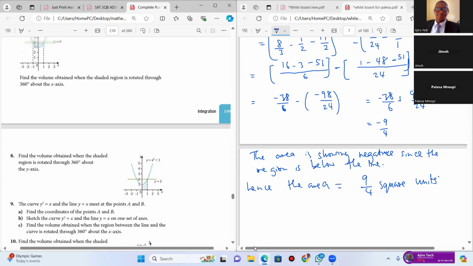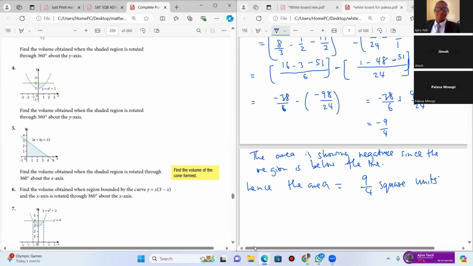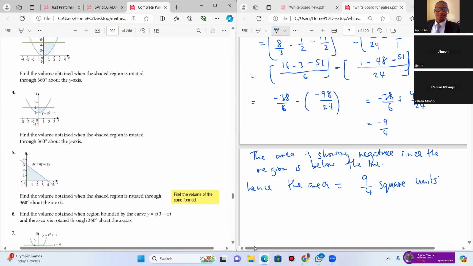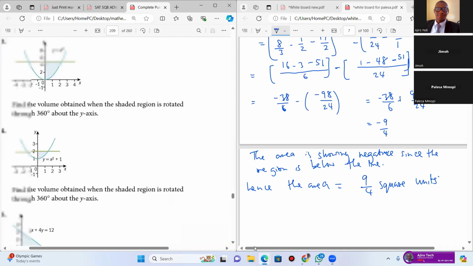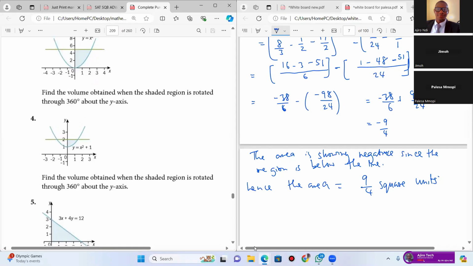Yes, let's do that. Which one? This one? Number what? The one where there's an infinity sign on top of the integral sign, the first one. Which question? Number what question?